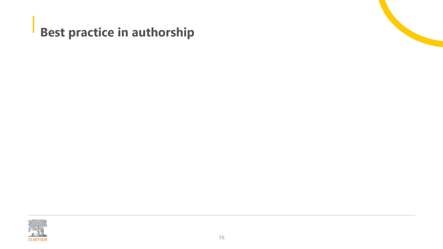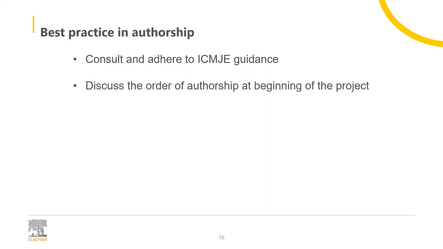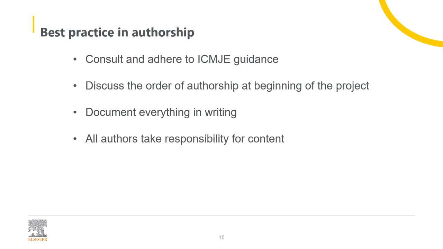To get things right in authorship, the best practice around this is to consult and adhere to the ICMJE guidance. It's very clear and very simple, and at its simplest, it means people who meet those criteria should be an author and people who don't shouldn't be. Discuss the order of authorship at the beginning of the project, not at the end. Document everything in writing. And make sure that all authors take responsibility for content.